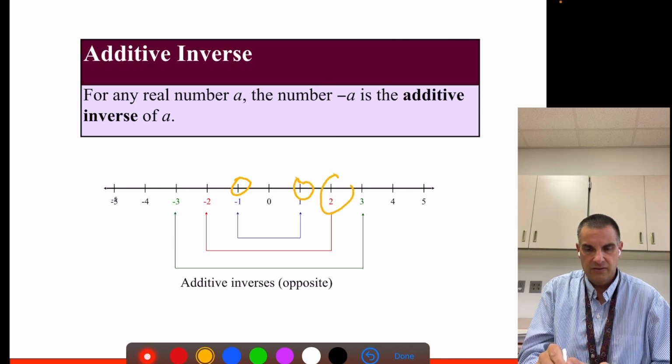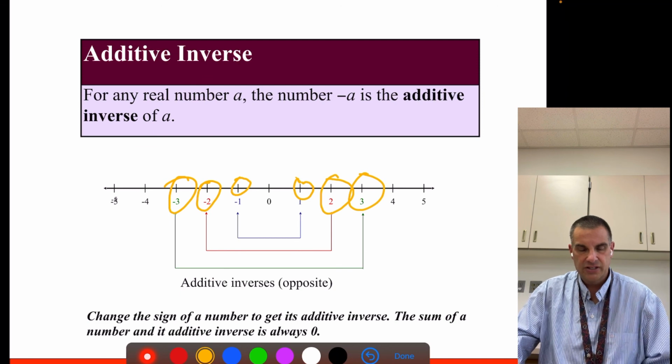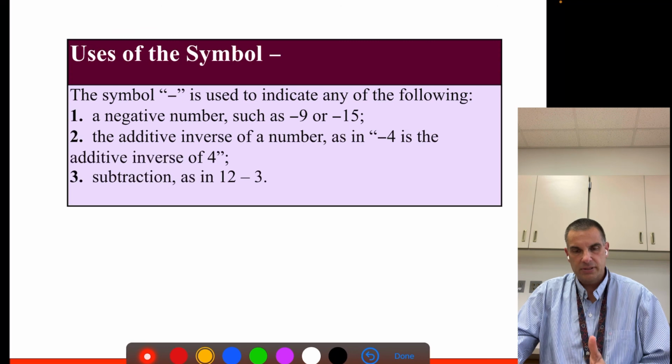That's its additive inverse. The additive inverse of 2 is -2. The additive inverse of -3 is 3, and so on and so forth. When you add additive inverses together, you're always going to get 0. So an additive inverse is just the opposite of what you're looking at.